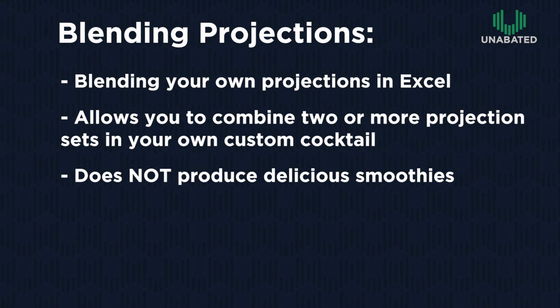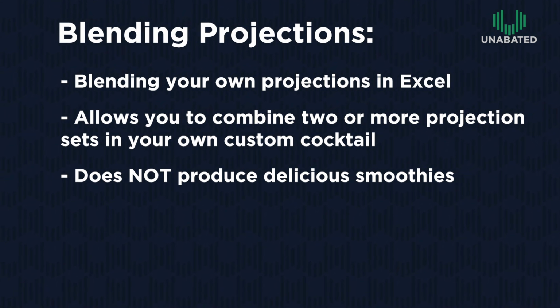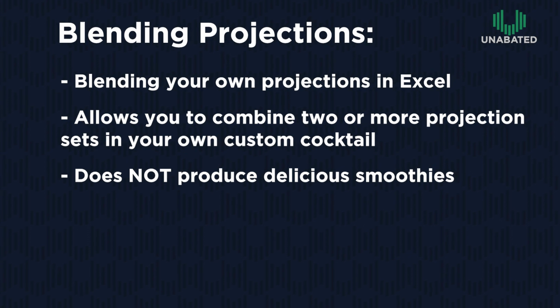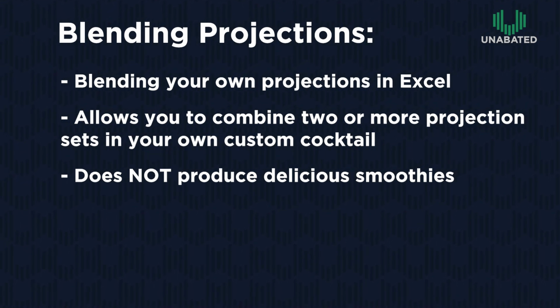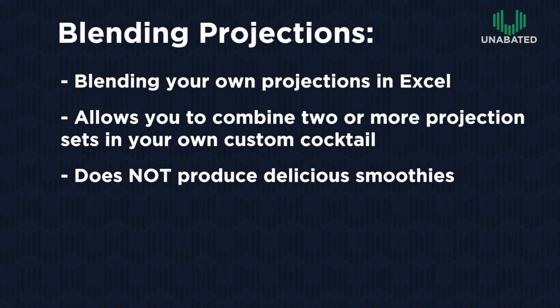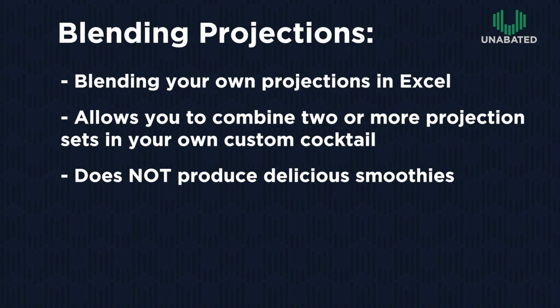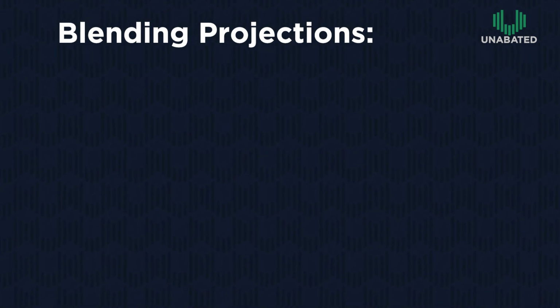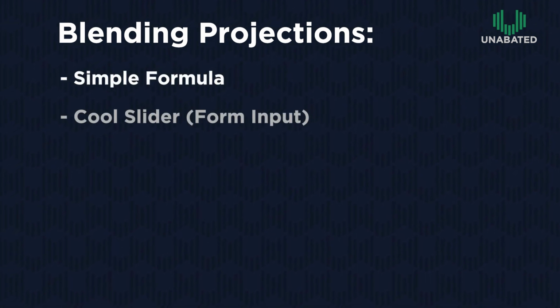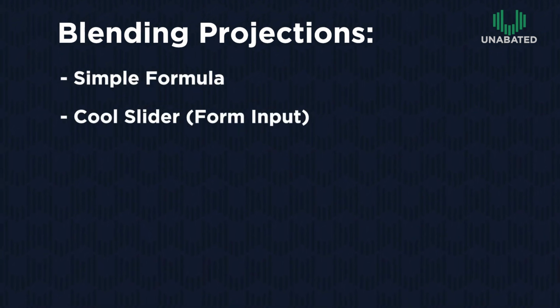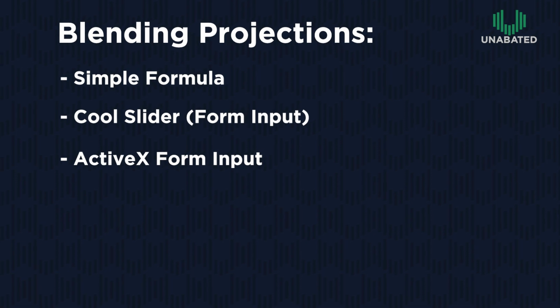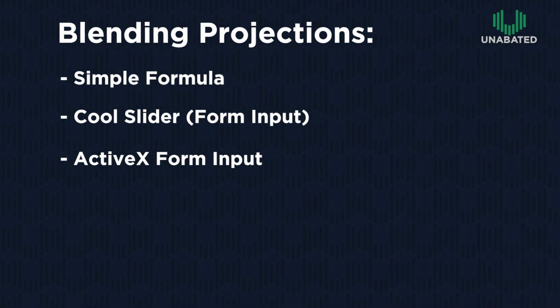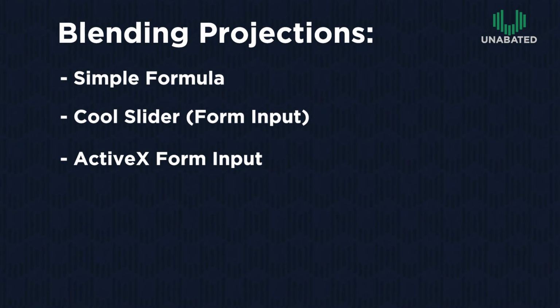So say you have your own projections and you've got multiple other sources of information, and you want to go ahead and use that information into a single file that you can upload into Unabated. So what I'm going to walk through are a couple of different ways you can do this. You can do it with a simple formula. You can do it with a cool slider that is a basic form input. You can also do it with an ActiveX form input, which is a little bit nicer and sleeker looking.